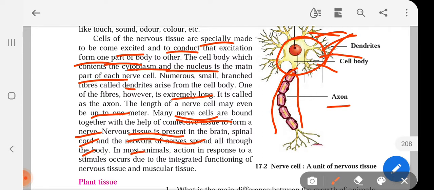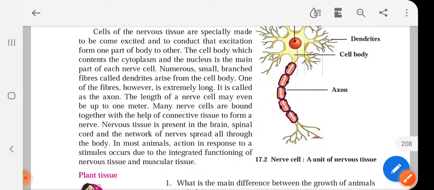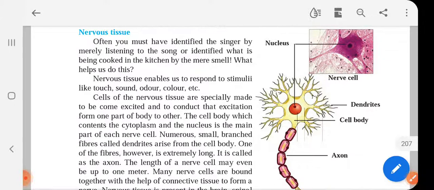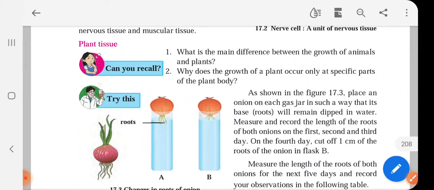So in most animals, action in response to a stimulus occurs due to the integrated functioning of nervous tissue and muscular tissue. This is a nerve cell, but many nerve cells together form a nerve, and this nervous tissue with muscular tissue helps us to carry out a number of functions in our body. So here we have finished with animal tissues. Inshallah, next time we'll discuss plant tissue.